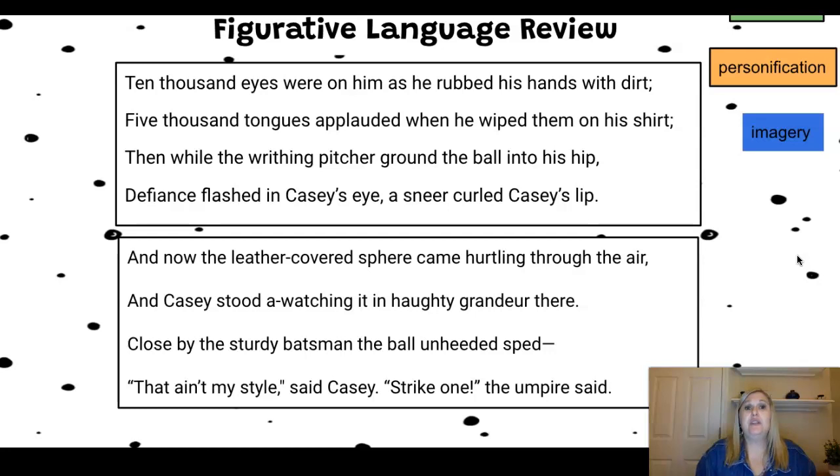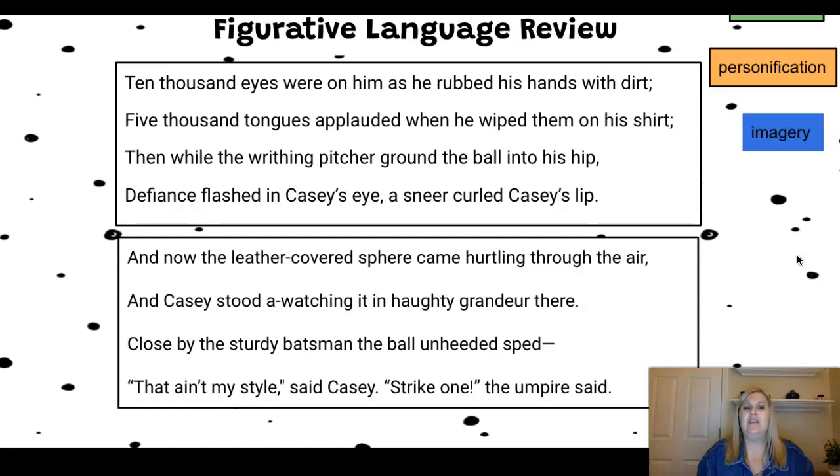Next, here are the next two lines. 10,000 eyes were on him as he rubbed his hands with dirt. 5,000 tongues applauded when he wiped them on his shirt. Then while the writhing pitcher ground the ball into his hip, defiance flashed in Casey's eye. A sneer curled Casey's lip.